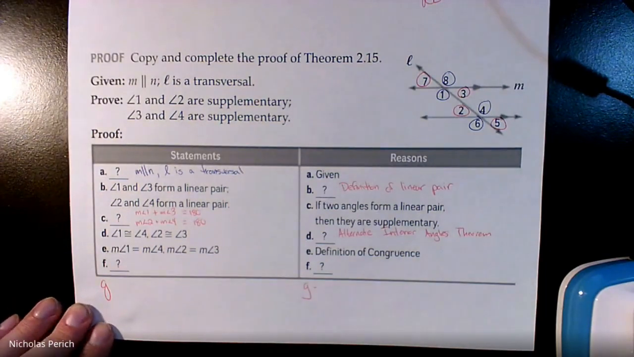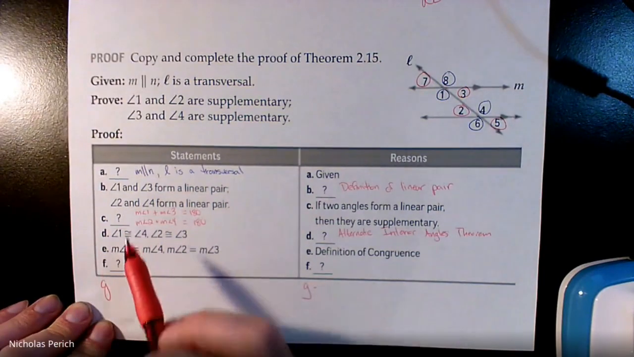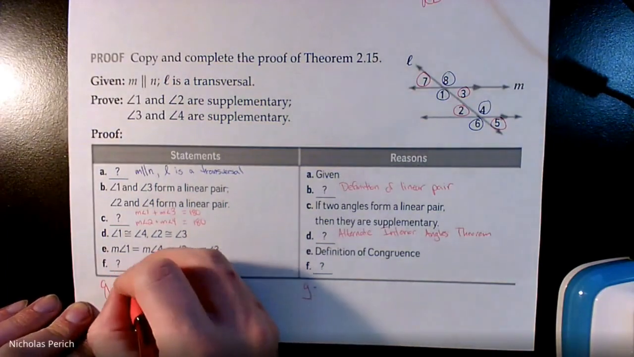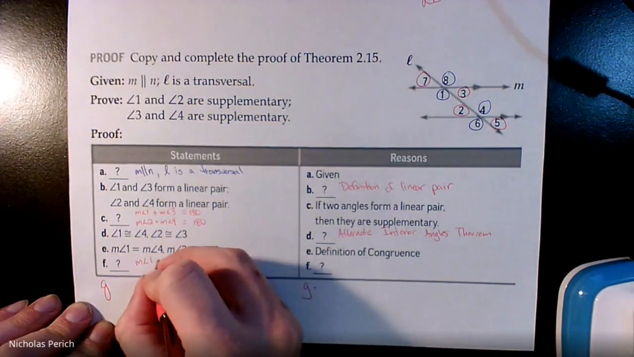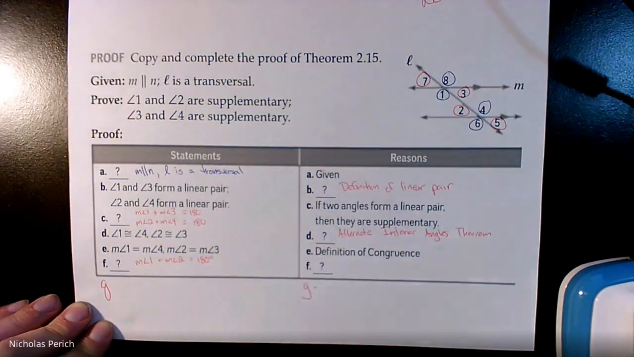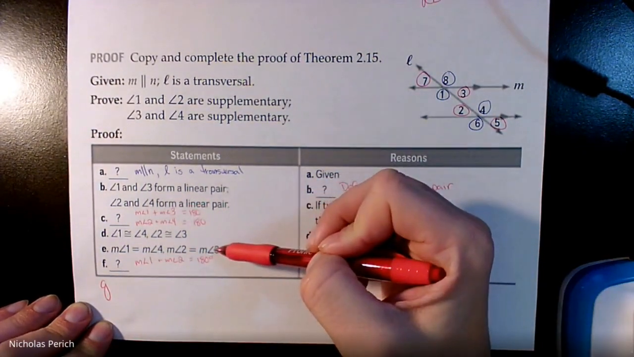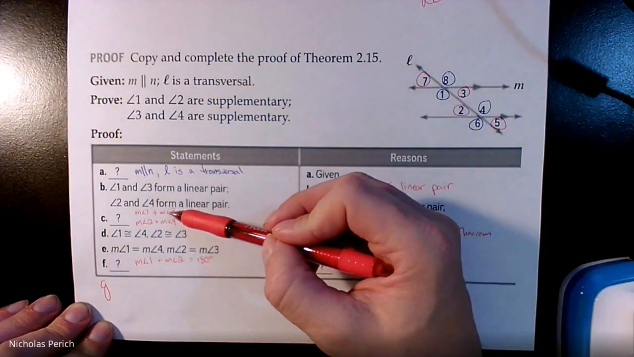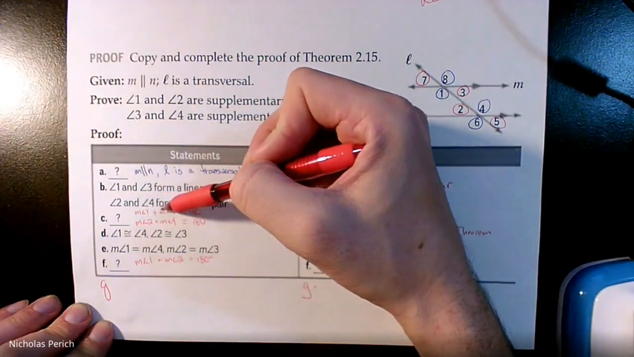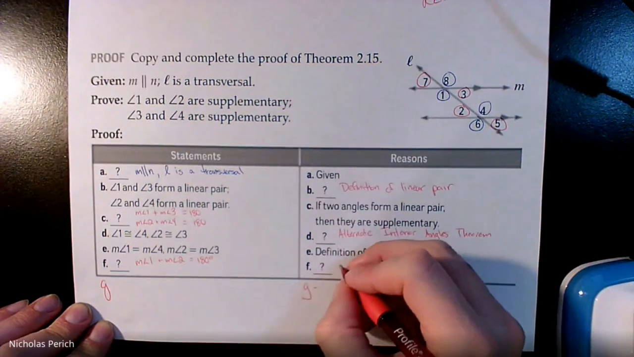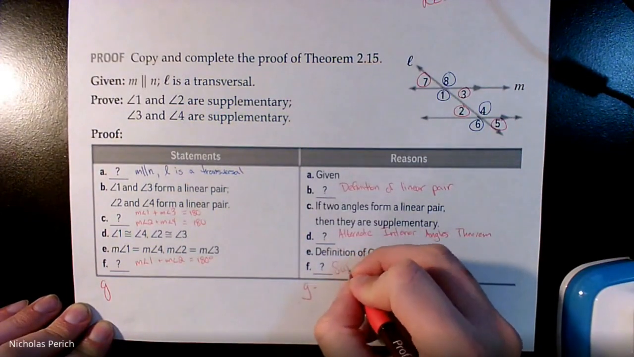And so my F is not going to be my last step. What I'm going to write down is my goal is to prove that 1 and 2 are supplementary. But before I do, I want to say that the measure of angle 1 plus the measure of angle 2 equals 180 degrees. How do I know that? 3 is 2. So if I were to substitute 3 with 2, it's like me rewriting this top line here, and instead of 3, I have 2, and that would be the substitution property of equality.